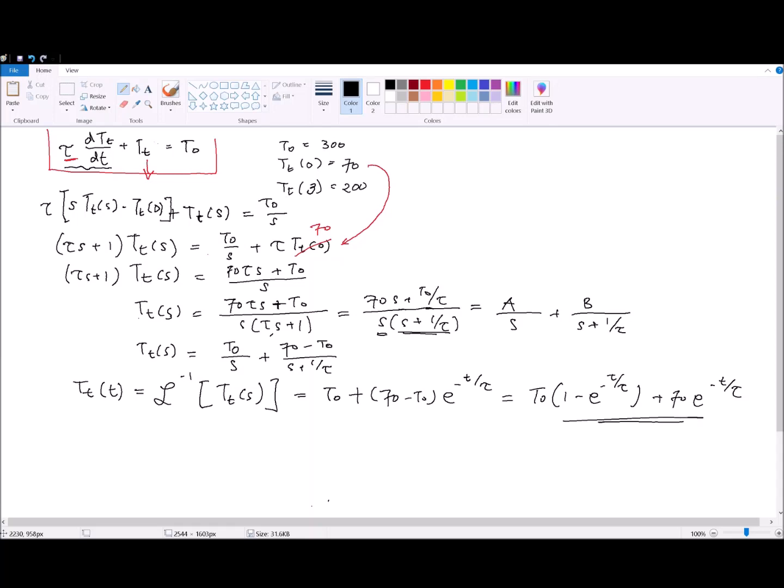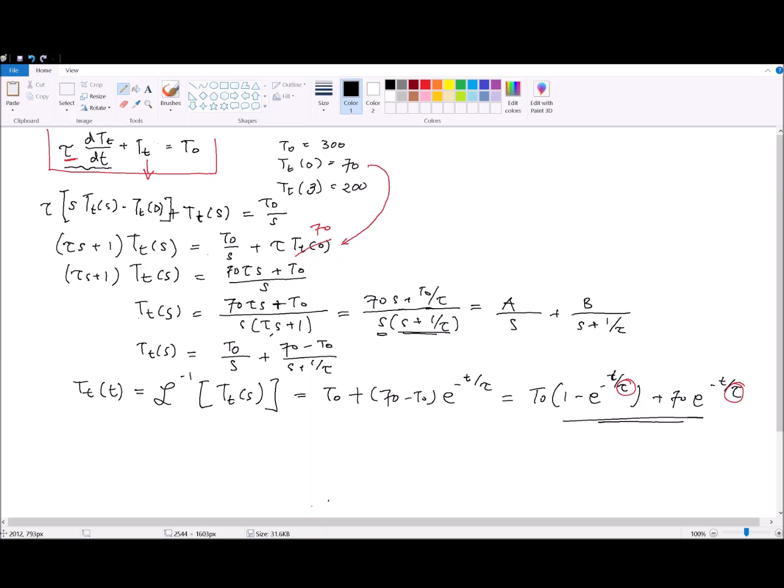So this is the result. We still don't know what tau is, right? This tau, sorry, not that one, I circled the wrong one. This tau, we still don't know this tau. We need to find this tau, but how to find it?